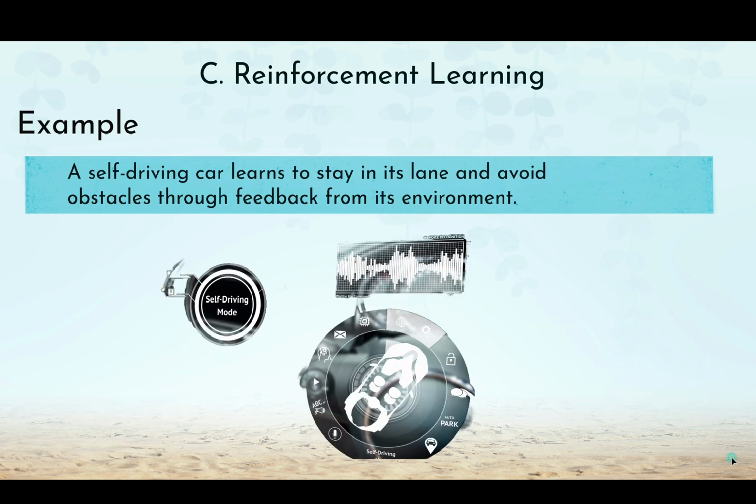Example. An example of reinforcement learning is a self-driving car learning to navigate the road by staying in its lane and avoiding obstacles. The car interacts with its environment, receiving continuous feedback based on its actions. For instance, if the car successfully stays in its lane or avoids an obstacle, it receives a reward. If it veers off the lane or gets too close to another vehicle, it incurs a penalty.